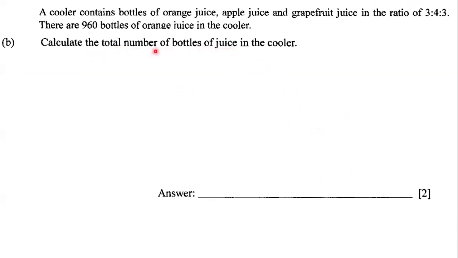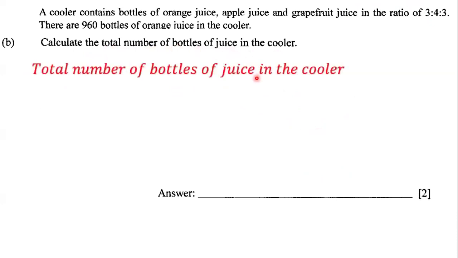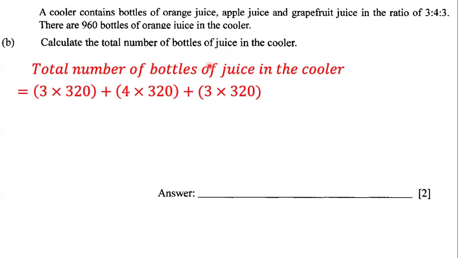The next thing that we want to do is calculate the total number of bottles of juice in the cooler. How are we going to do this? Well, in order for us to do this, we have to figure out how much orange juice is in the cooler, figure out how many apple juice is in the cooler, and figure out how many grapefruit juice is in the cooler. So we know that 3 times 320 is going to give us the number of orange juice in the cooler because there are 3 equal parts for orange juice and 1 equal part is 320.